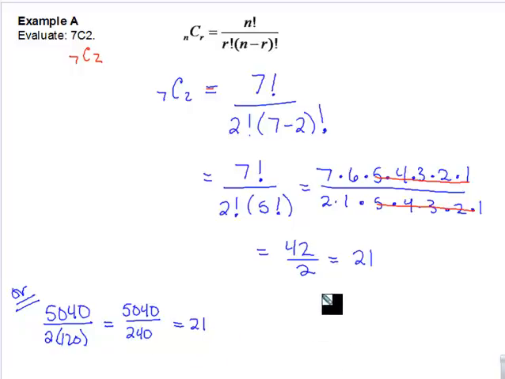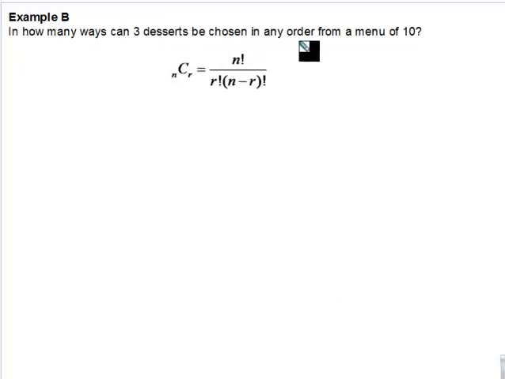Okay. How many ways can 3 desserts be chosen in any order from a menu of 10? Like those tapas places where you order little tiny hors d'oeuvre sizes of everything? Have you guys heard of that, tapas? You don't get a full meal, you get a little bit of this, a little bit of that. So this would be like a tapas dessert, you get to pick 3 out of 10 of them. So we have 10 desserts and we're going to choose 3.